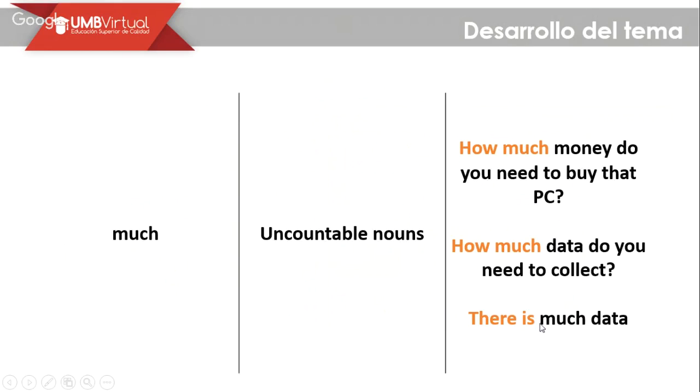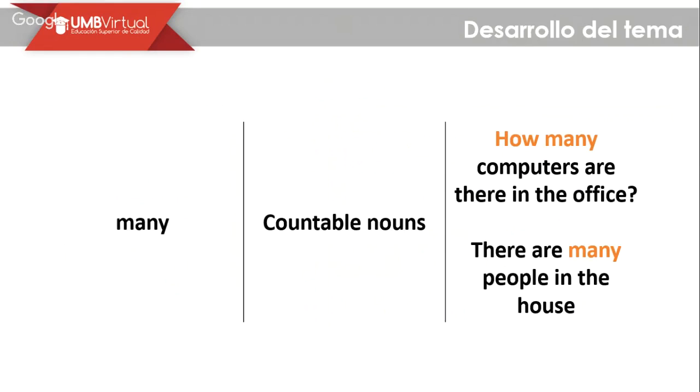I could say there is not much data, or we can use different examples with this word, which are related just to the things that we cannot count. Okay. So, many with countable nouns. When we use many, it is just to refer to nouns that we are able to count. How many computers are there in the office, right? As you can see right here, this noun is in plural. It's different if we have something in singular. I could not say how many water, no, how much water.